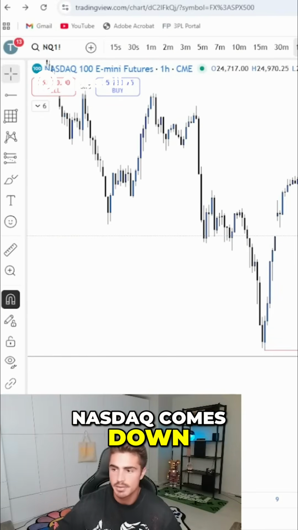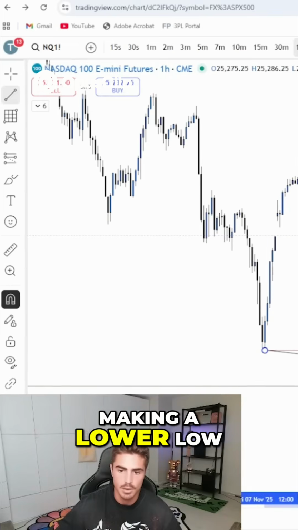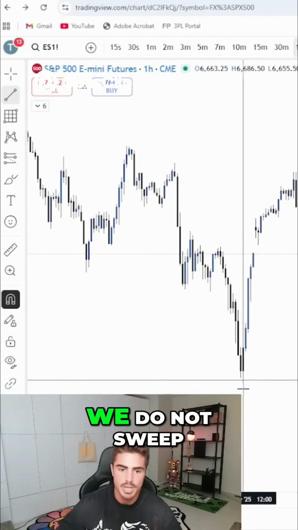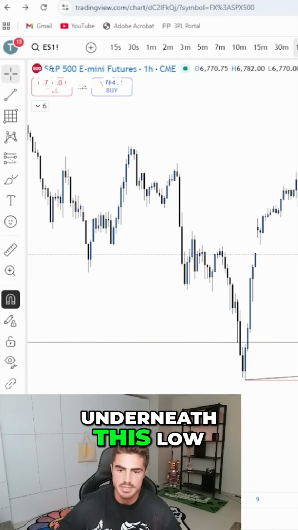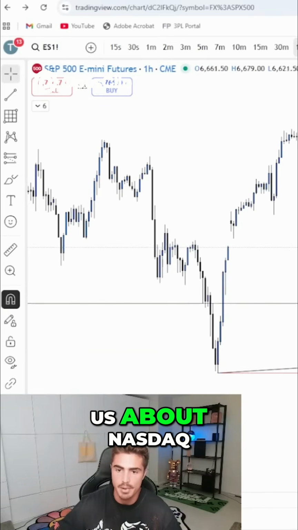NASDAQ comes down and pushes underneath this low. So we end up making a lower low, okay? Versus on the S&P 500, we do not sweep underneath this low. So what is the S&P 500 telling us about NASDAQ?